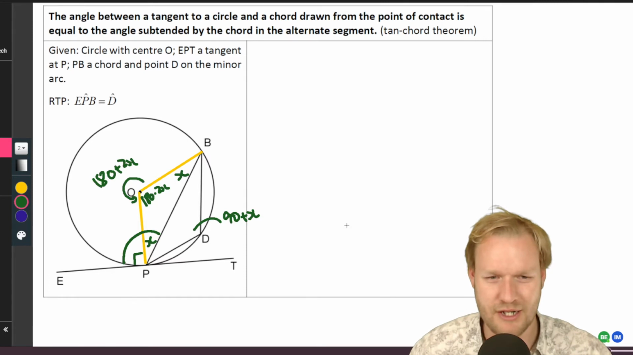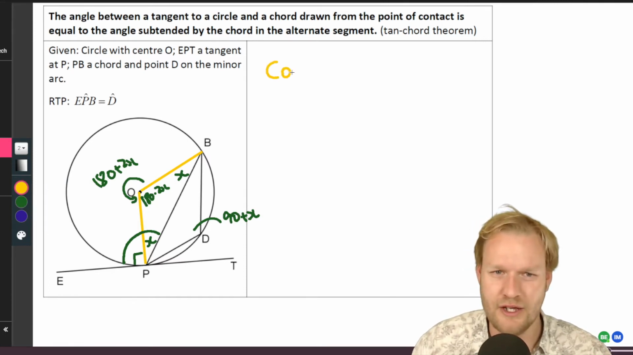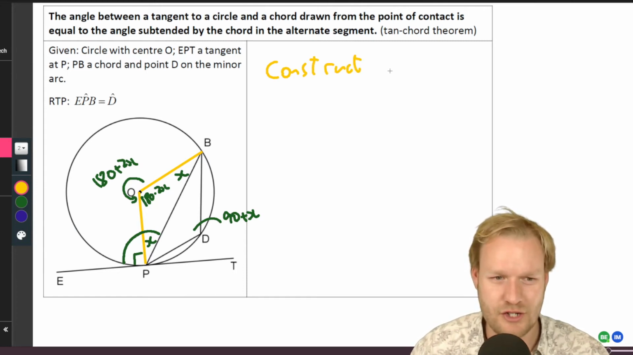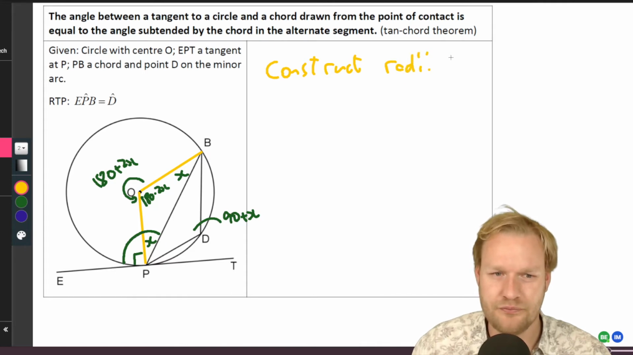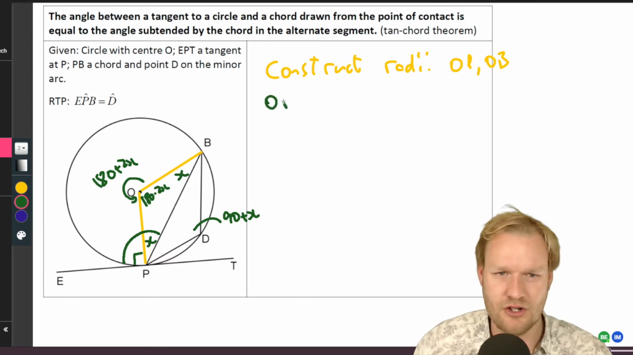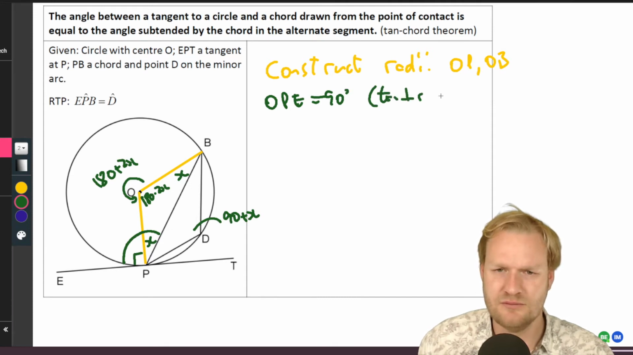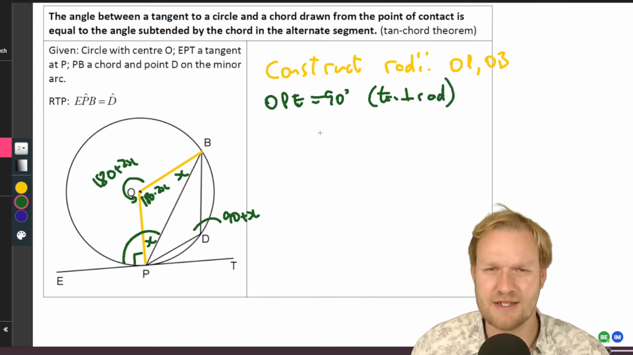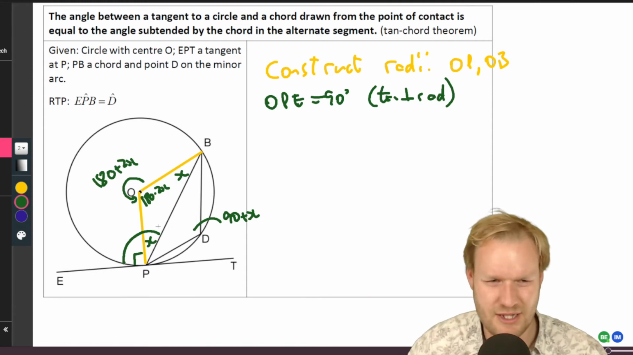So let's just capture it. I'm going to leave all that stuff written, and maybe I'll just highlight the bits as we go. So first of all, we constructed our radii, OP and OB. And let's say that OPE equals 90 degrees, tangent perpendicular to radius. I know we can incorporate that in the next statement, but I think it's useful as a separate statement.